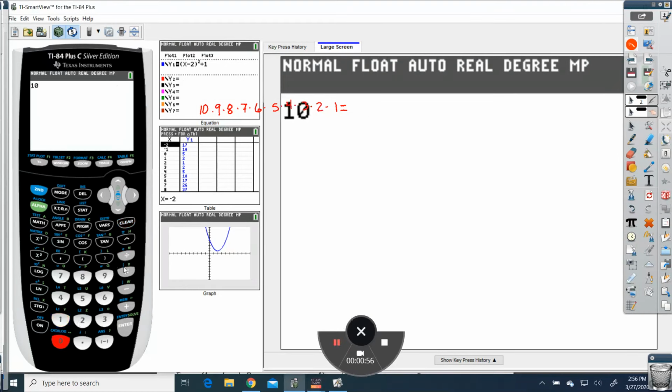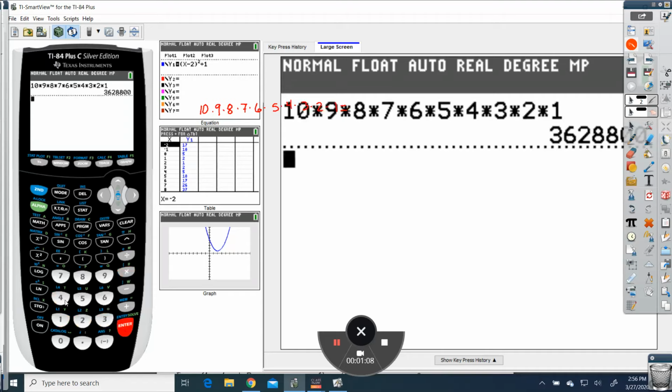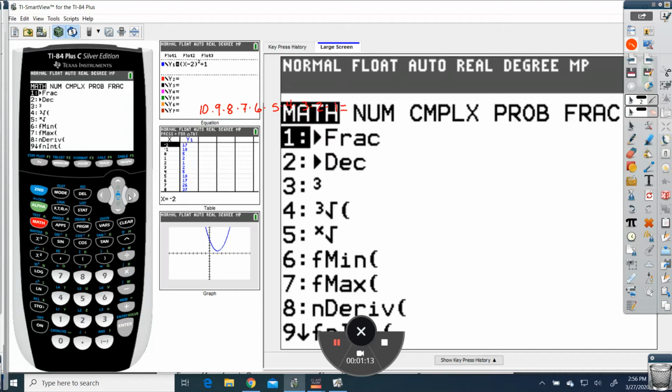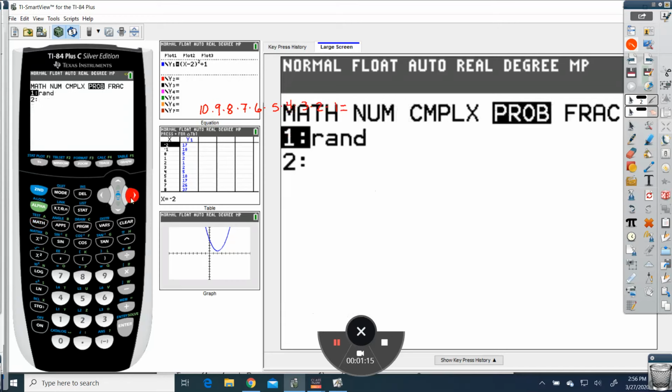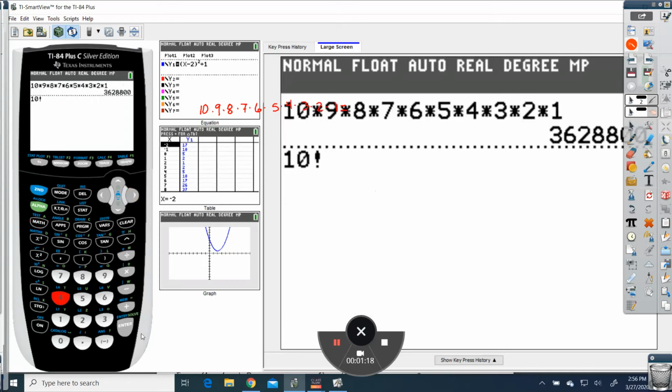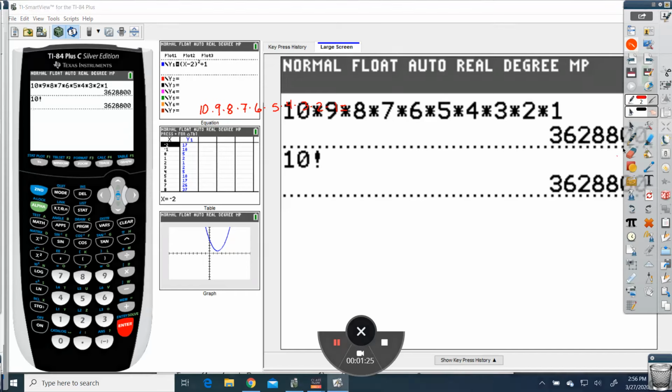So 10 times 9 times 8 times 7 times 6 times 5 times 4 times 3 times 2 times 1. Now most calculators will have some kind of a button somewhere. This one, it's under math, and then you move over to probability, and it's the fourth one down. So you just bring up that exclamation and it gives the same thing. So it's, let me write it down right here, 3628800.